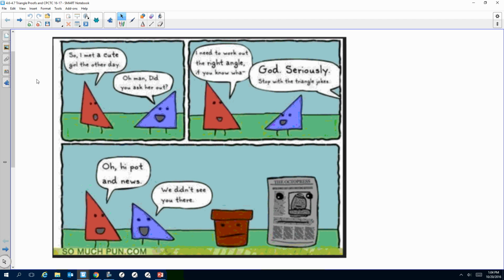Anybody get it? What does it say? Yeah. This is hypotenuse. Hypotenuse. Okay. Yeah.